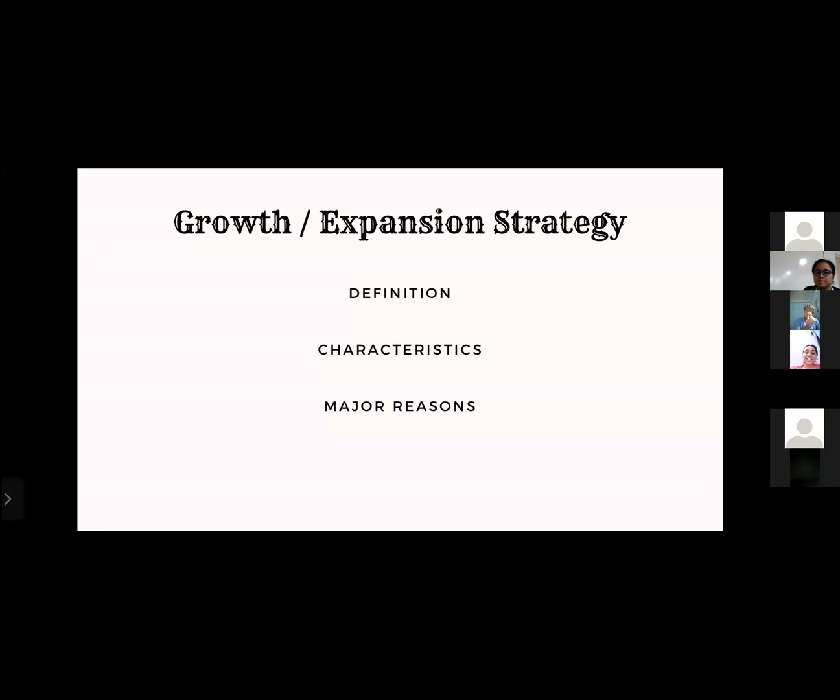Now, the major reasons for growth are, first, the demand for goods and services. Second, strategist satisfaction, which means strategists feel more satisfied when the company grows or expands. And the last one is control of the market. It helps to control the market by suppressing rivals.